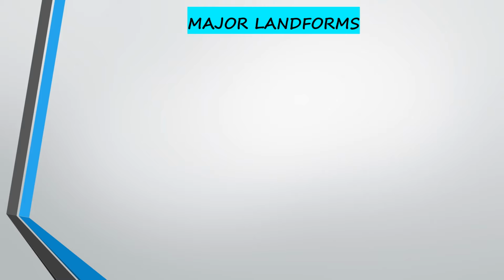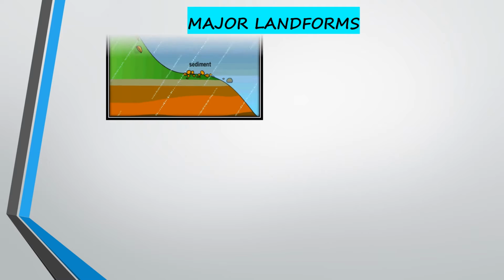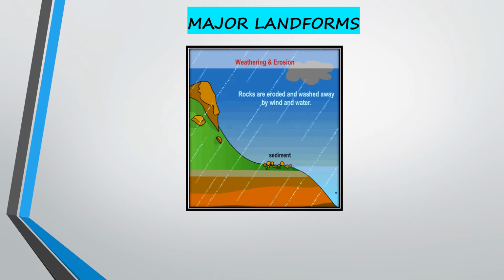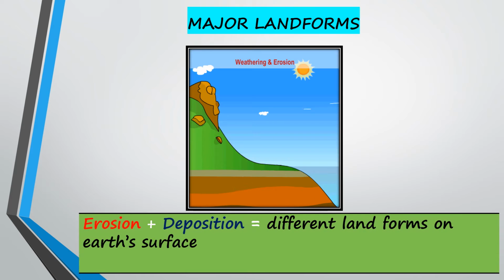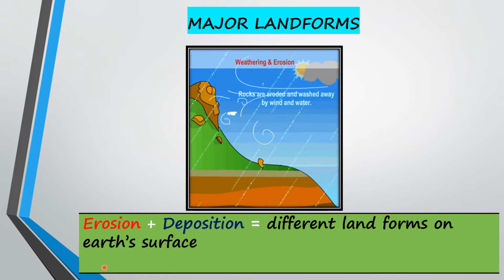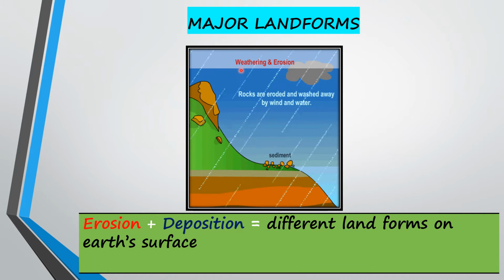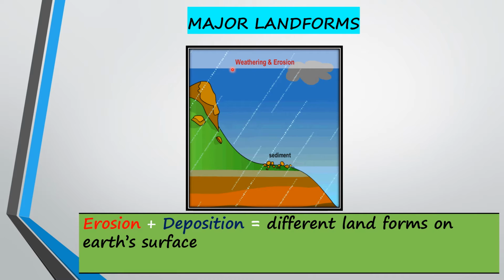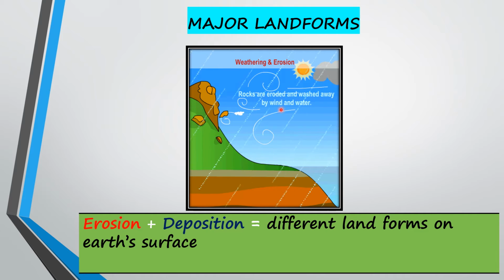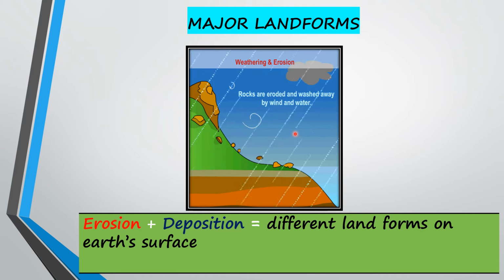We shall start with understanding the major landforms formed. We need to understand that the landscape is being continuously worn away by two processes: weathering and erosion. Weathering is the breaking up of the rocks on the Earth's surface. And erosion is the wearing away of the landscape by different agents like water, wind, and ice.